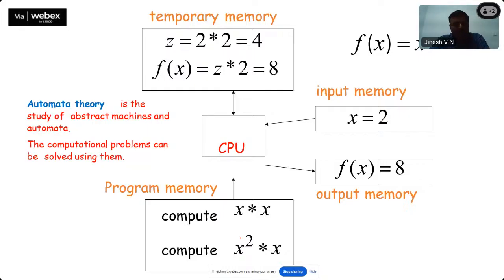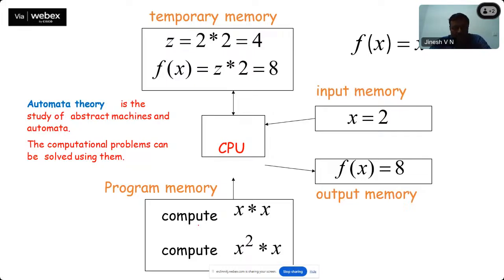So automata theory is nothing but the study of abstract machines and automata. What are the computational problems we are facing, and how do we use automata concepts to solve those problems? Here I'm just trying to connect with digital systems, or how digital computers execute programs, and how we can connect this with the automata concept. We will have a look into this.